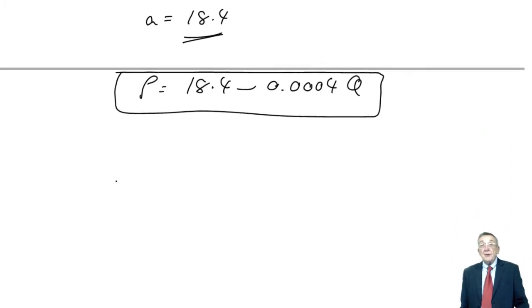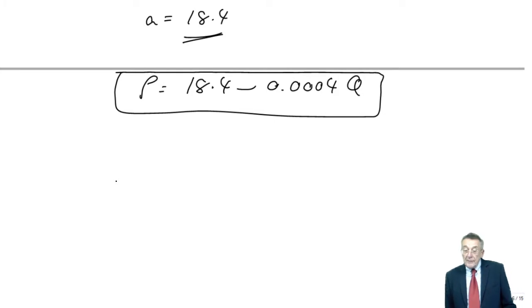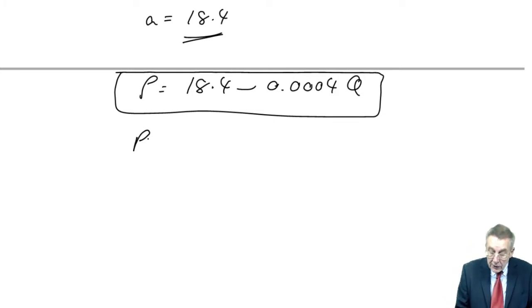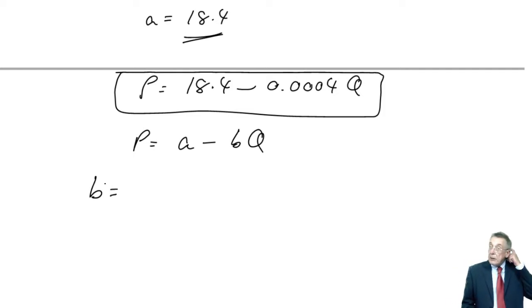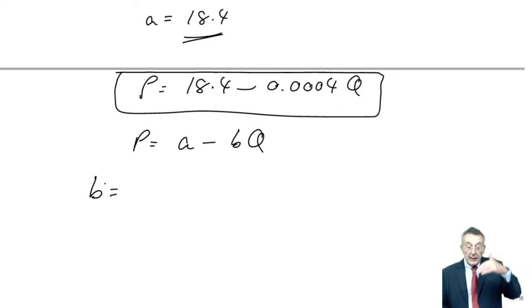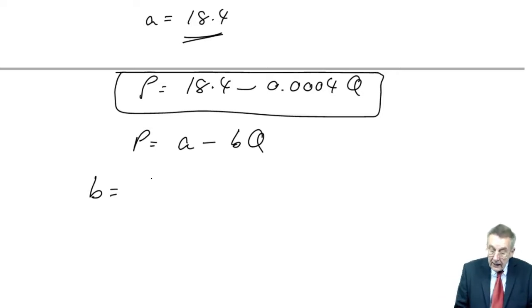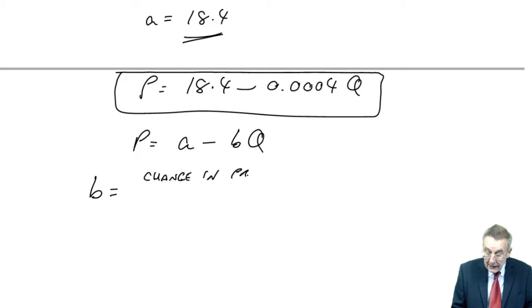Now, I hope that makes sense. And by all means, if you're asked something like exercise 3, do it that way. There is the answer. I think slightly more efficient, though, for that equation we're after, P is A minus BQ, B is always going to be equal to, it's effectively the slope of that line. B is always going to be equal to the change in price over the change in demand.